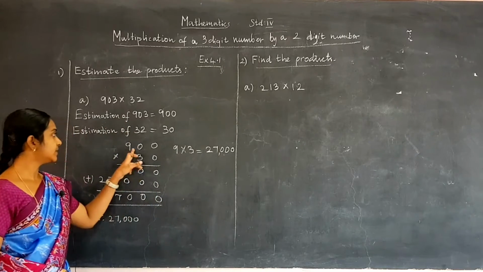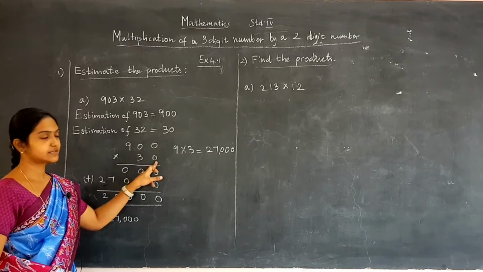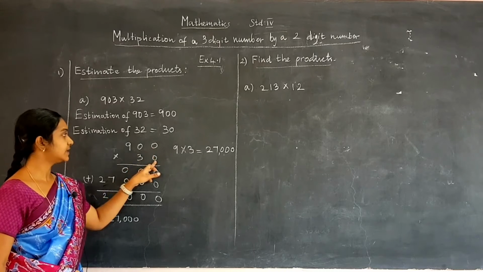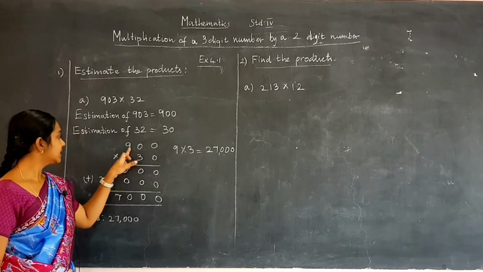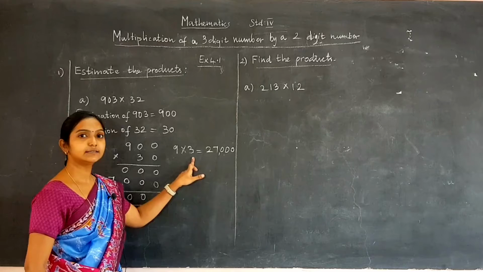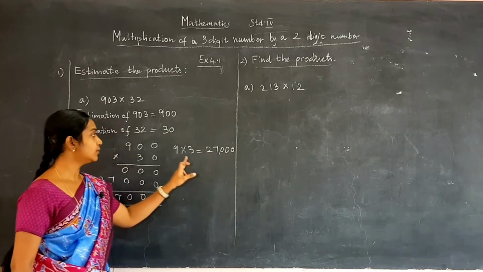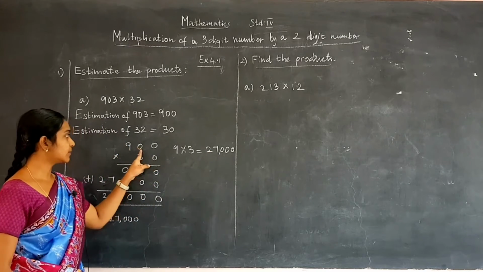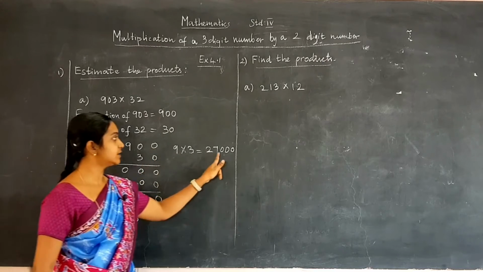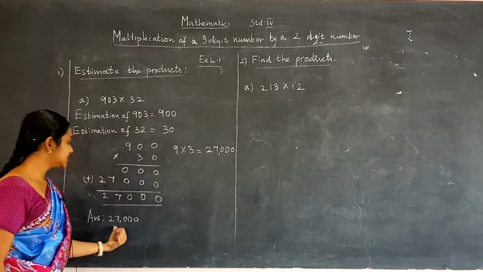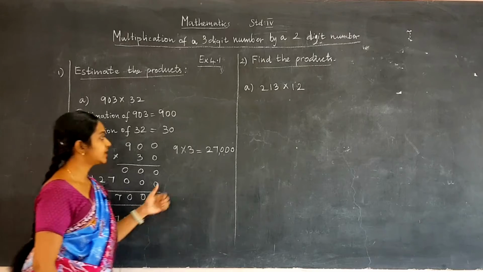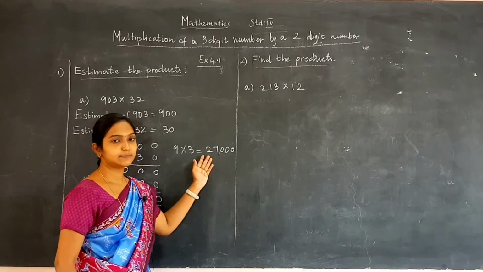You can omit the zeros in the numbers. We have 3 zeros. We can leave that and multiply 9 and 3 alone. 9 3s are 27. Now include these 3 zeros after 27. So we have got the same answer. We can use this also for multiplication.